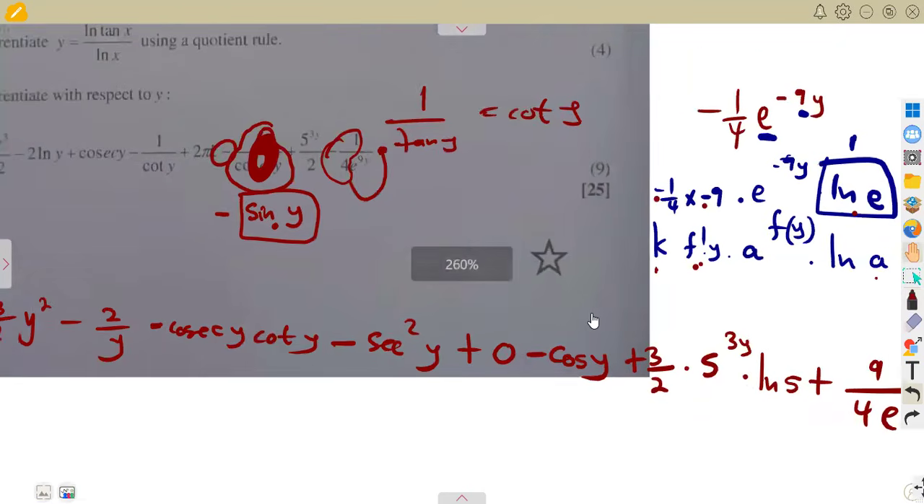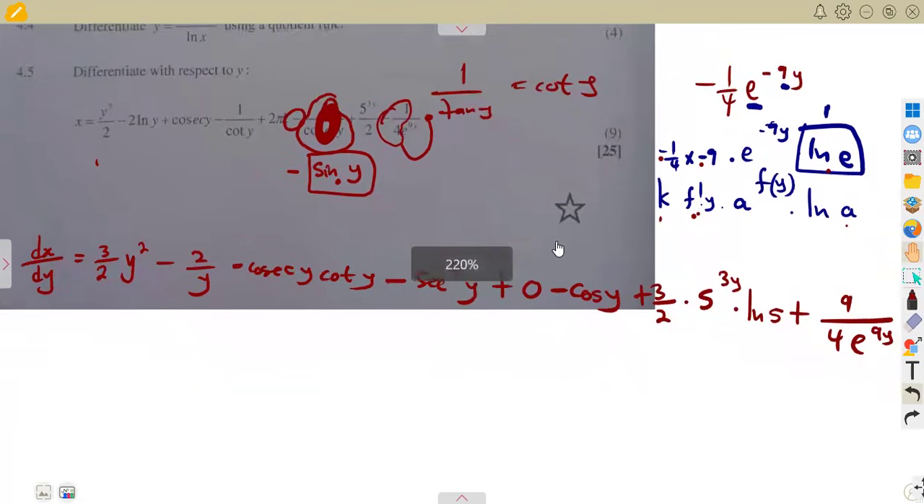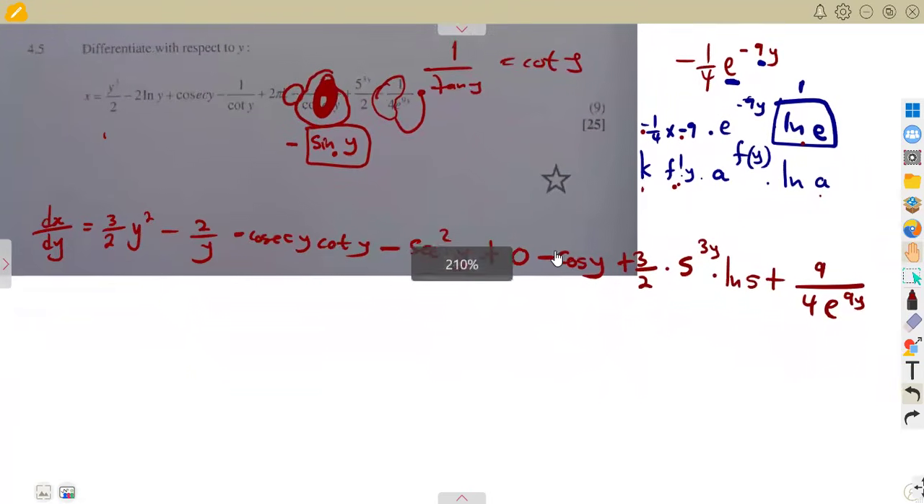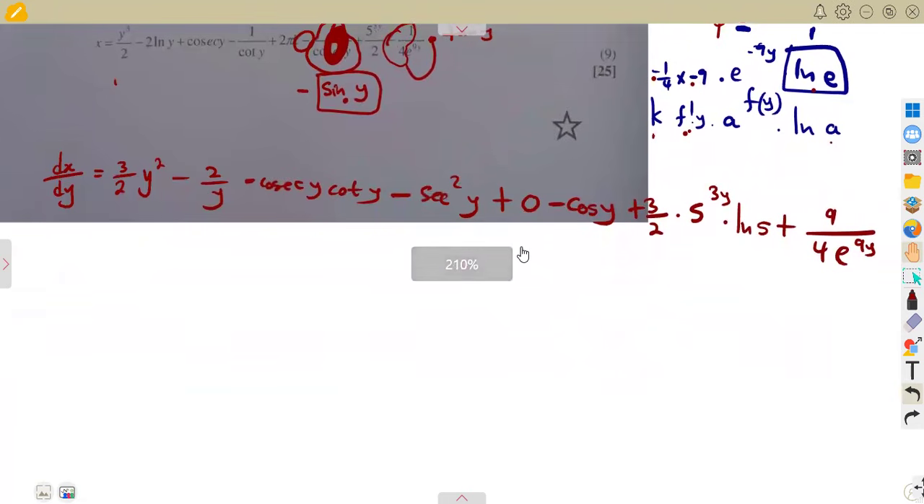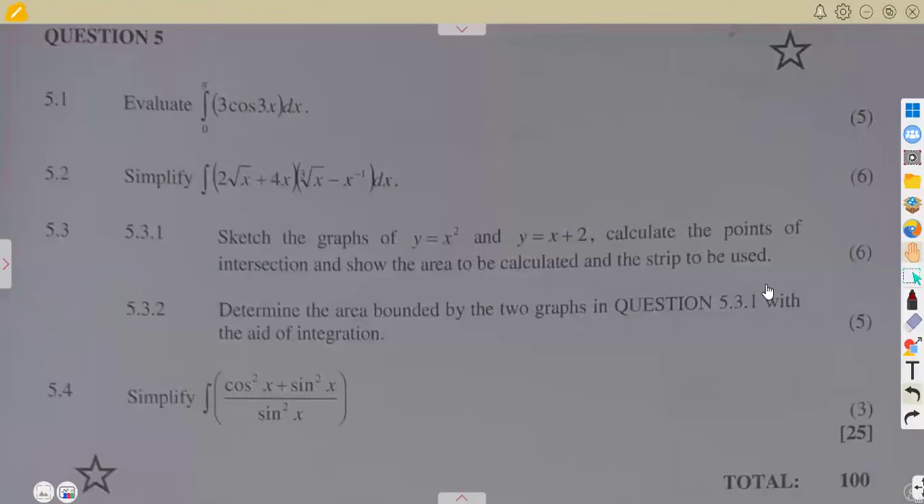That is, you have differentiated each and every term that you're given. Each and every term is supposed to be differentiated. That's 9 marks. So that was to mark the 25 marks of question number 4.